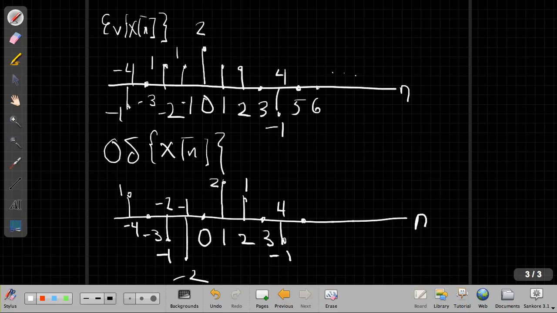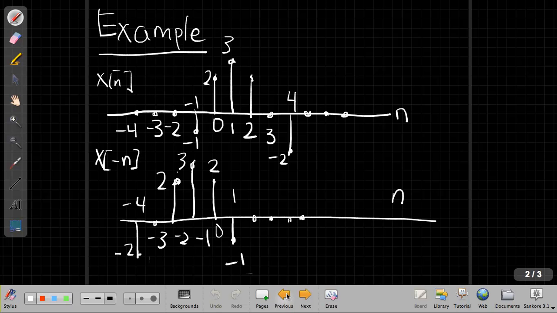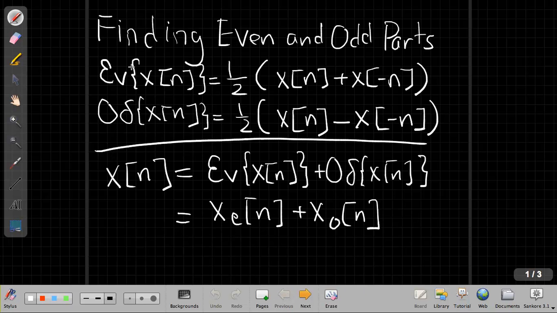So again, the key to doing even and odd signals, let me back up, is the even signal is the signal plus its time reverse divided by 2. The odd symmetric signal is the signal minus its time-reversed version divided by 2. And we can break any signal into the sum of its even and odd parts, which we sometimes write with the EV and OD notation, or XE and XO.